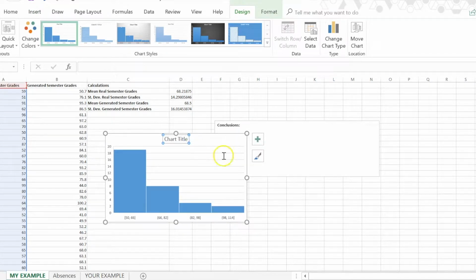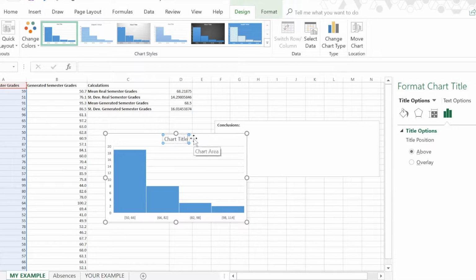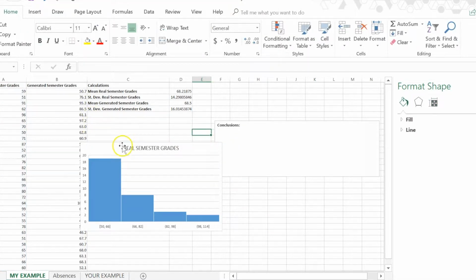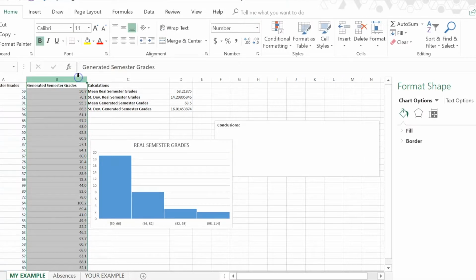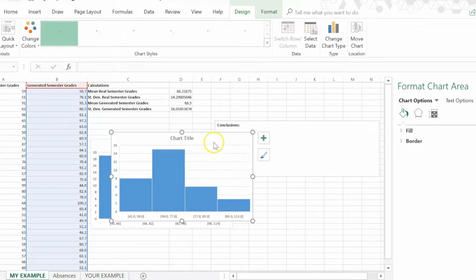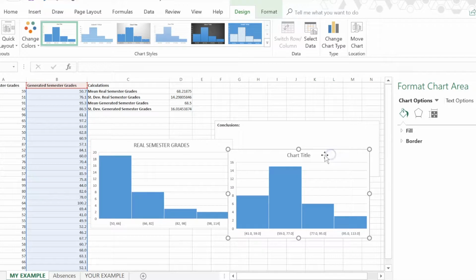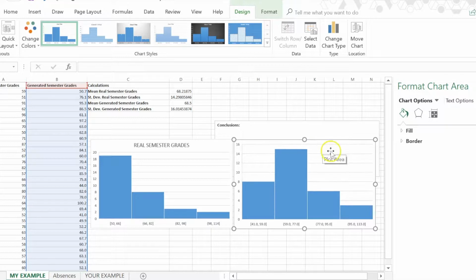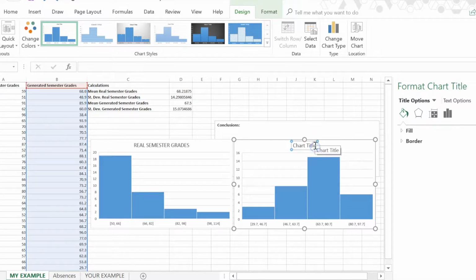And then I want to make sure I title this so I don't get confused in which data is which. So I might want to title this real semester grades. And then to get our other one here, so then our generated one, we'll left click up here. And again, go to insert, we're doing the same thing. And then I'm going to go ahead and move this a bit and title it as generated semester grades. Oh, didn't mean to do that. Remember, Control Z is to undo things we accidentally did, like I just did there.